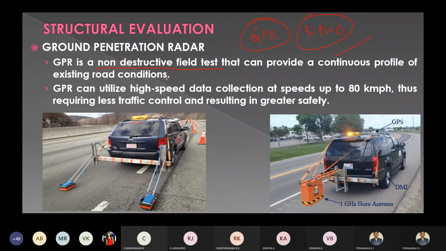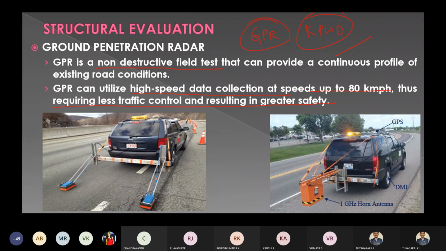This is non-destructive testing. Whatever tests we have discussed till now, whether BBD, FWD, or GPR, these are all non-destructive testing of bituminous layers, that is bituminous pavements. GPR can utilize high-speed data collection at speeds up to 80 kmph, thus requiring less traffic control and resulting in greater safety.